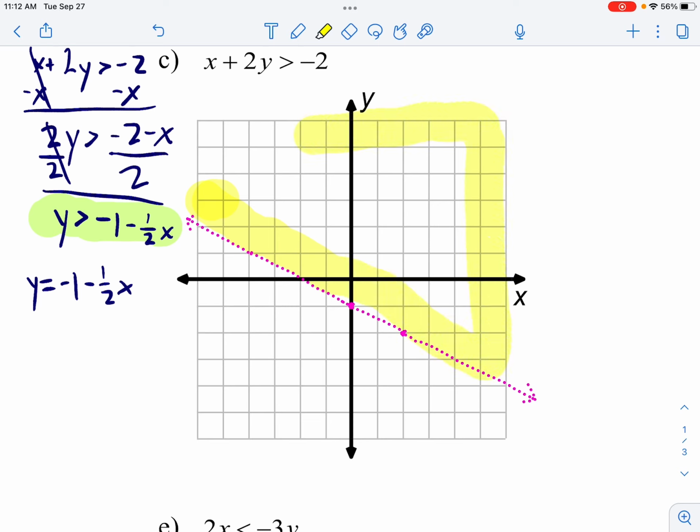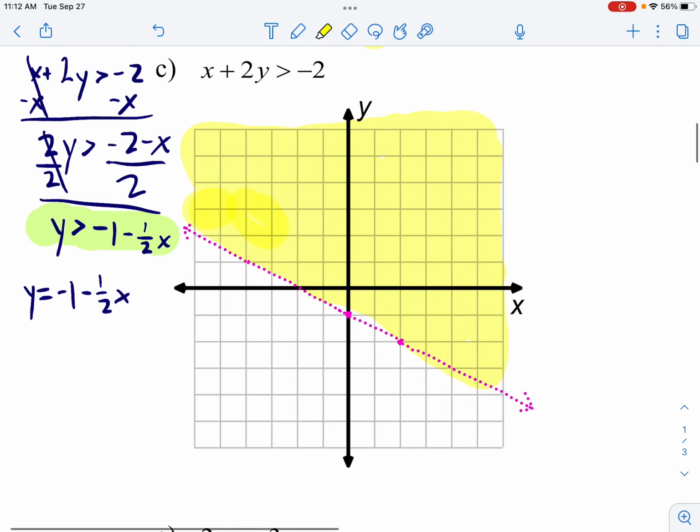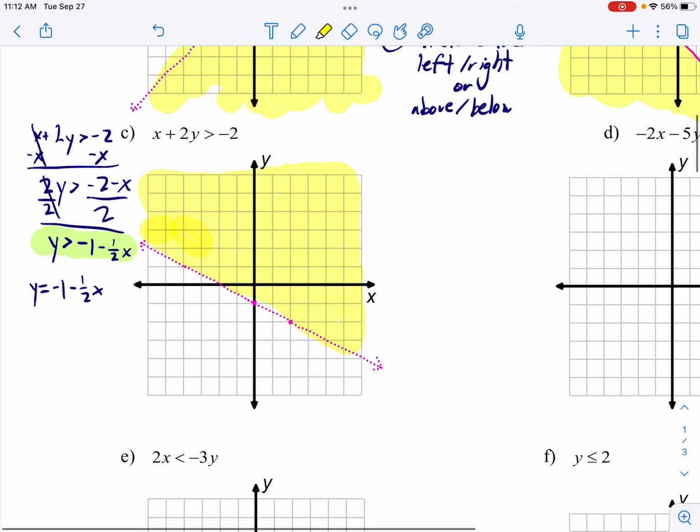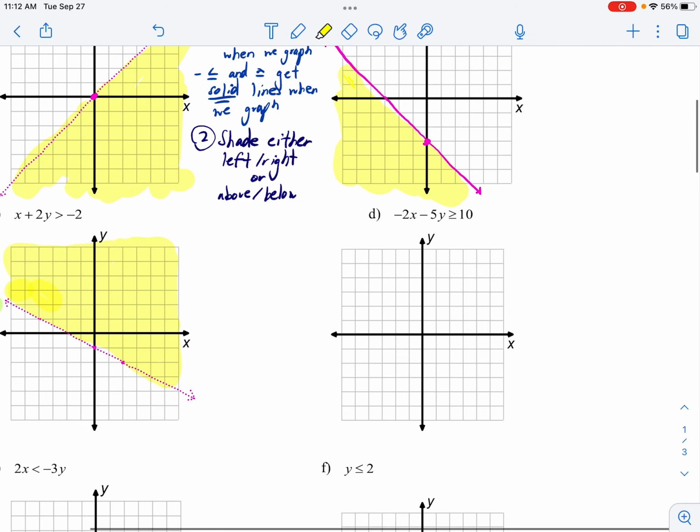So we're going to shade above the line, okay? Here, fill it in. There we go. All right. Part C in the books. Same thing here, D, okay?